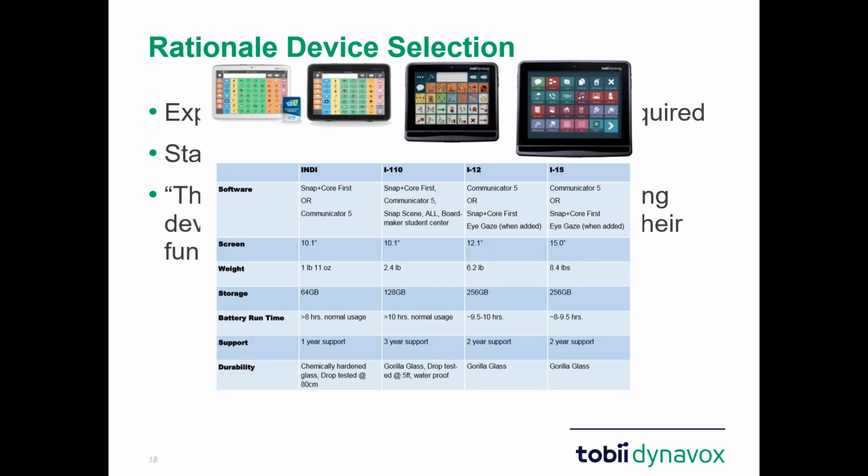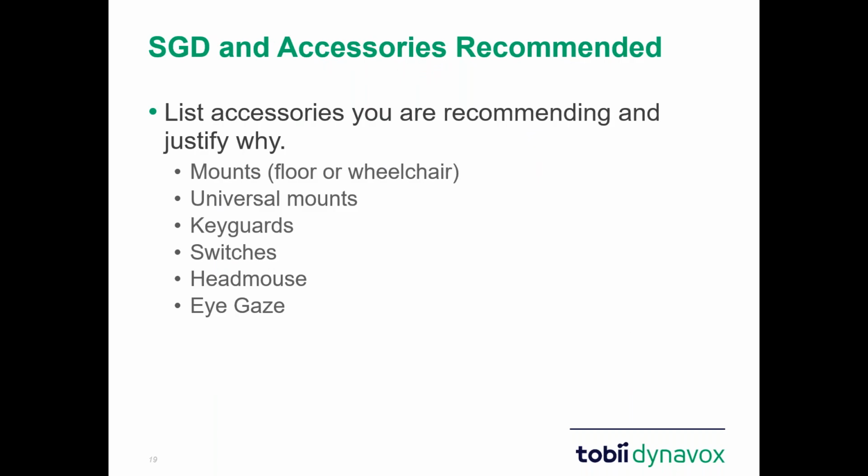So that's how you want to frame it: think about what they need, and is there a device out there that meets those needs? So SGD and accessories recommended. You're going to list the accessories that you're recommending and then justify why. Insurance always wants a justification. So mounts, you can do a floor mount, a wheelchair mount, a tabletop mount.